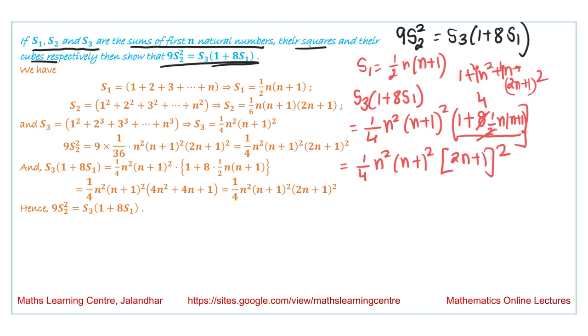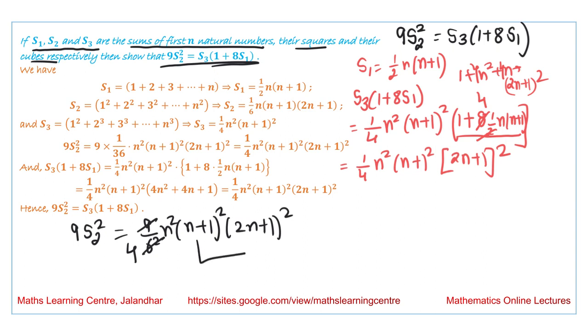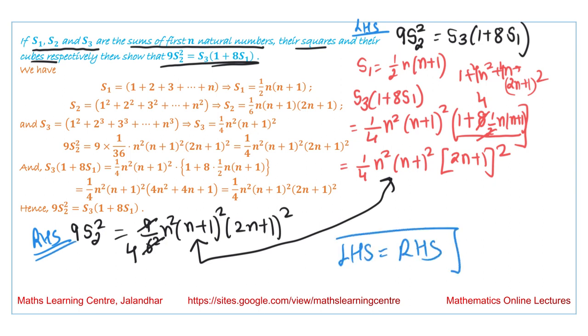Now if we write the value of 9 S2 square, the answer we have is 9 by 6 n into n plus 1 square over here, and 2n plus 1 square. So these two get cancelled, we are left with this 4, and we can clearly see that both these values are equal. So this is the left hand side, this is the right hand side. So we have proved that LHS is equal to RHS. Both these values are equal.